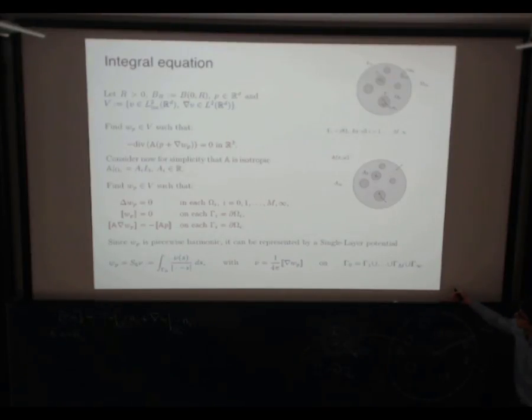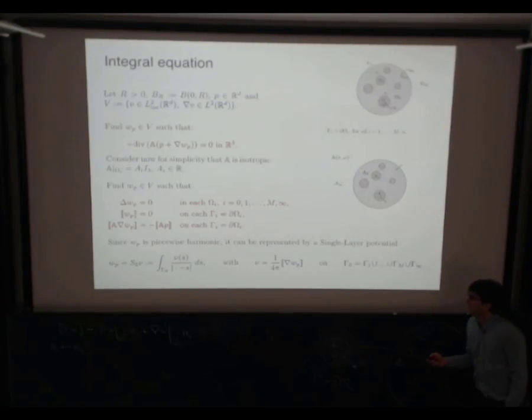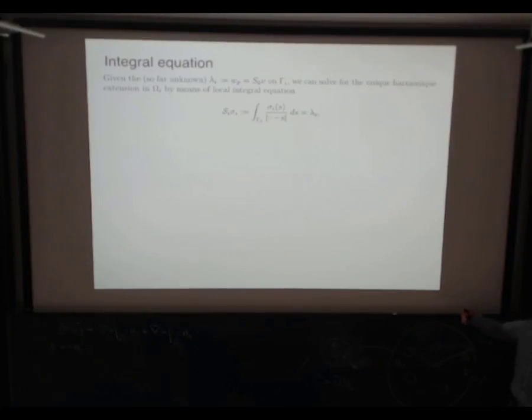It is the jump of the normal derivative of WP. Unfortunately, this is not known. We only know the jump of 8 times gradient of WP. But we have a parameterization somehow of the harmonic function WP.